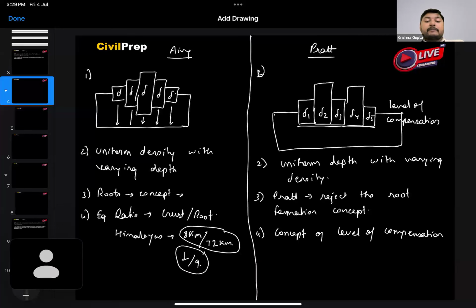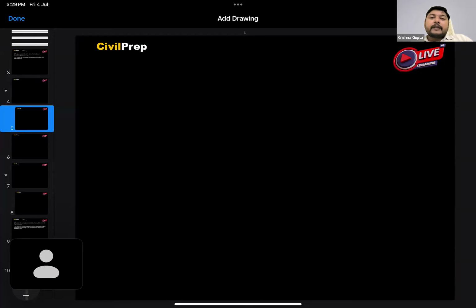So this was the principle which was provided by Airy, that there is formation of root, and this root formation is supporting the Earth's crust over the liquid asthenosphere or liquid mantle here. Okay, so this is what he went forward with, Airy and Pratt.